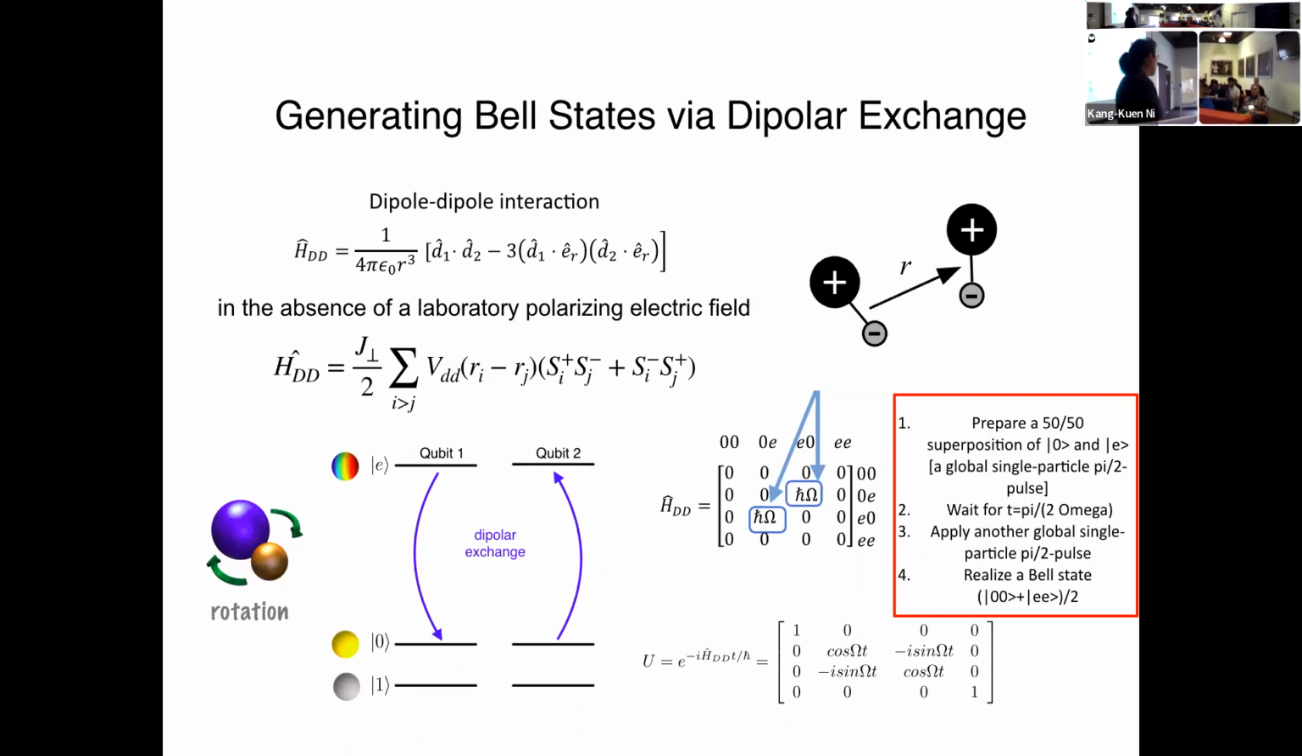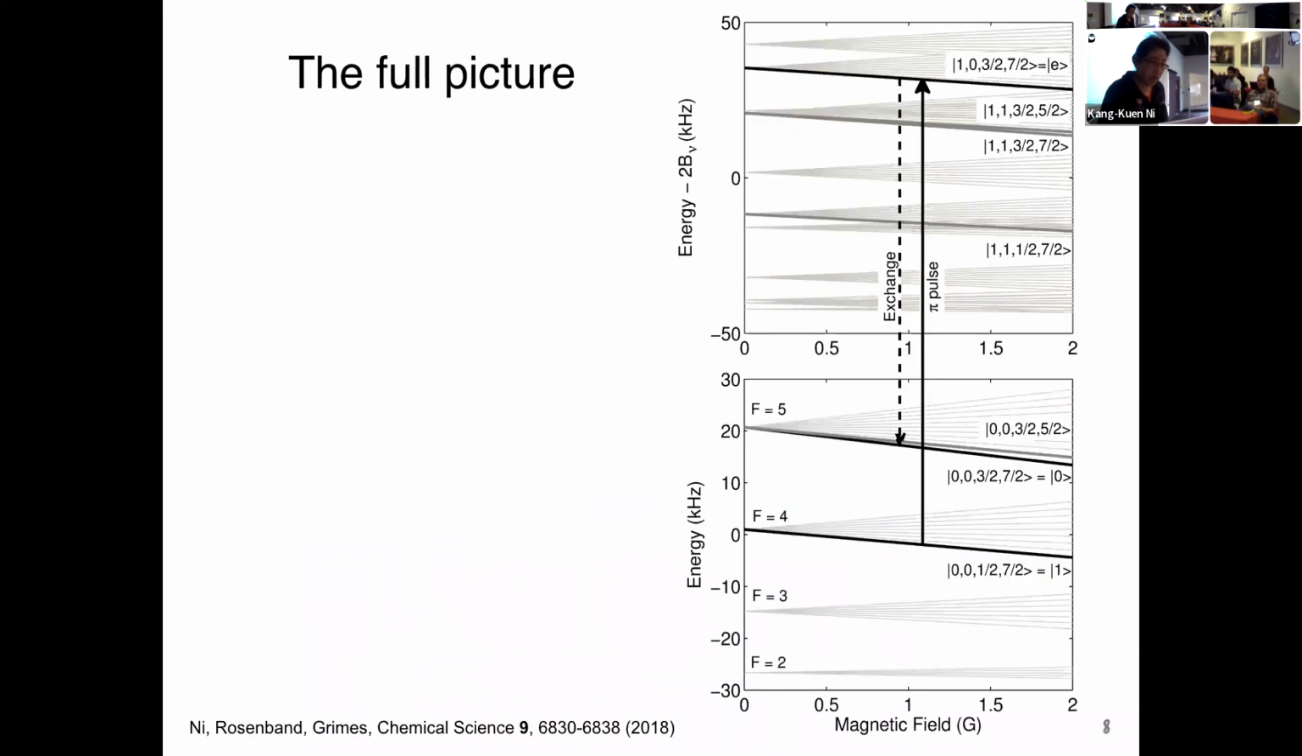You can see that it all comes from the fact that if you have two things that are coupled, and then you have a non-trivial time evolution, then you can get entanglement. So this is how we utilize dipole interaction to entangle two molecules.